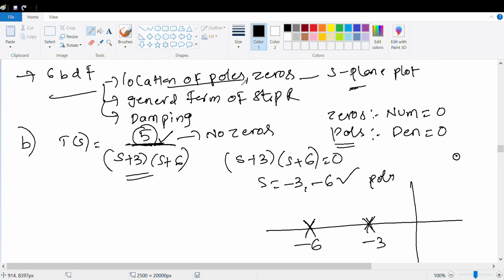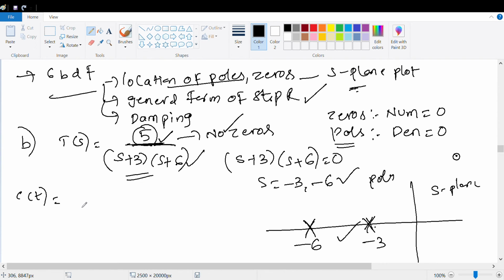So, location of poles and zeros. There are no zeros. We located poles at minus 3 and minus 6 on the S plane. We found there are no zeros, the poles are S equal to minus 3 and minus 6, and we plot them on the S plane. After that, the general form of step response: C of t equals, and it is overdamped.